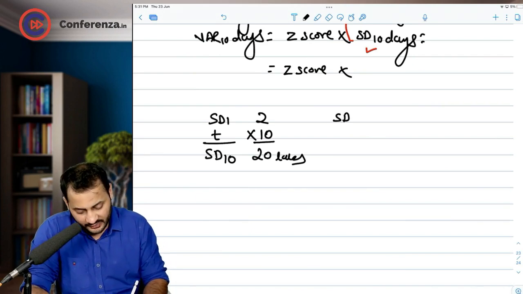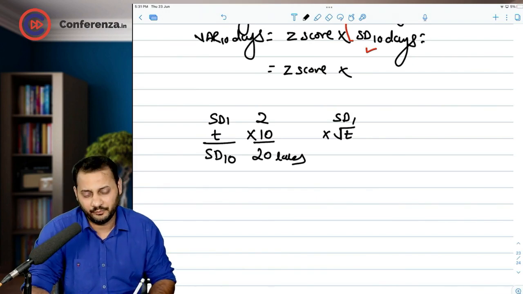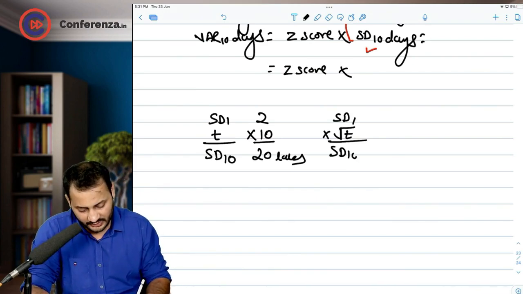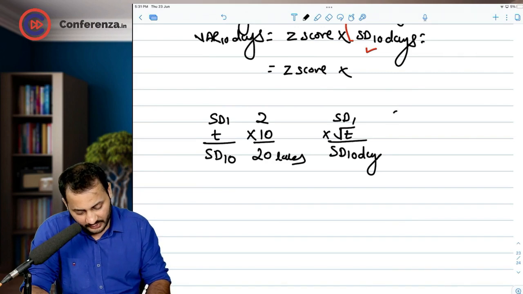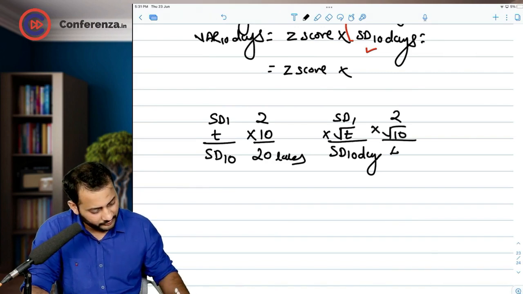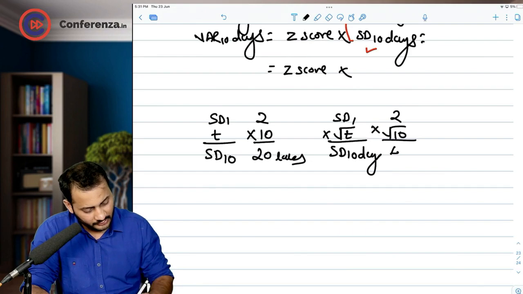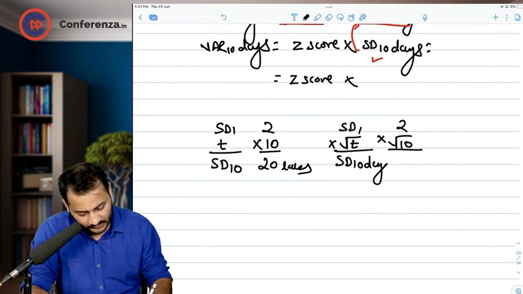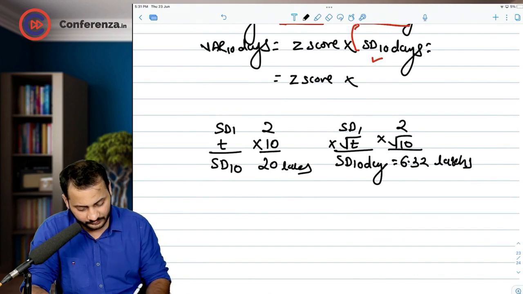Sir, standard deviation of 1 day should be multiplied by square root of time in order to arrive at standard deviation of 10 days. So if we do that, 2 lakhs into square root of 10, we will come to a figure, let's say, 6.32 lakhs. So for 10 days, the standard deviation is 6.32 lakhs.